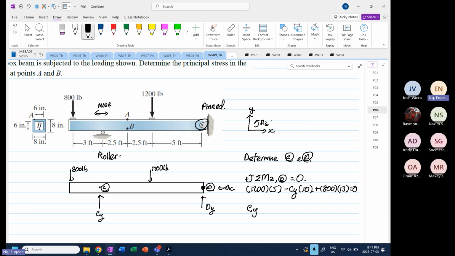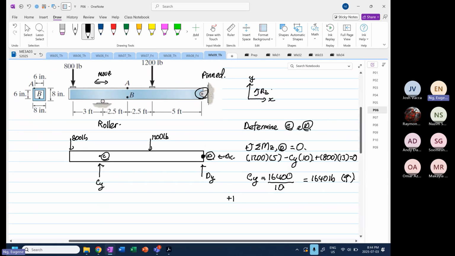So we have our CY, which is equal to 800 times 13 plus 1200 times 5, which is 16400, divided by 10. Let me do it again. 1200 times 5 plus 800 times 13 is 16400. So 16400 divided by 10. So CY is 1640 pounds. And it going upwards is correct.